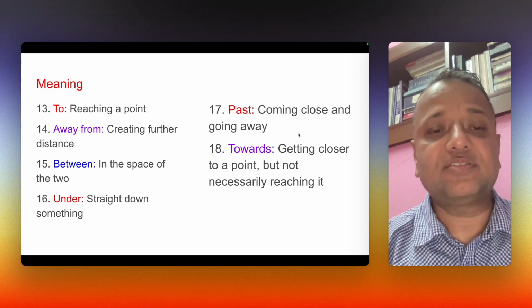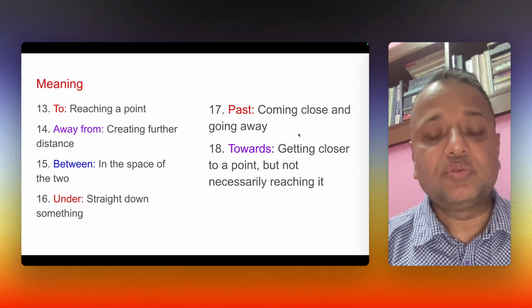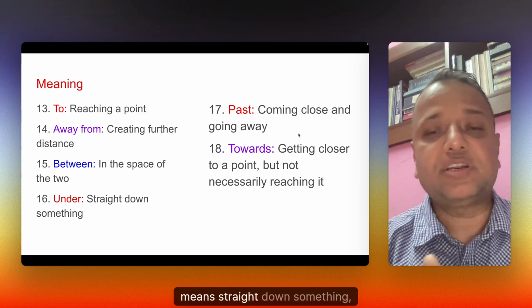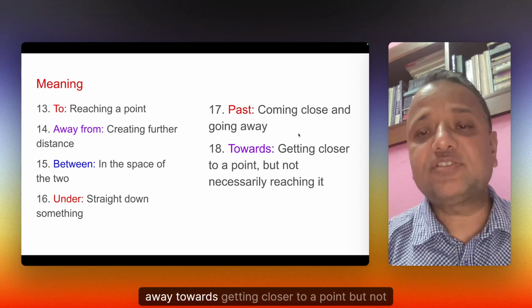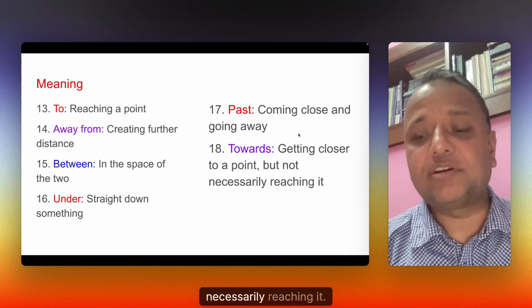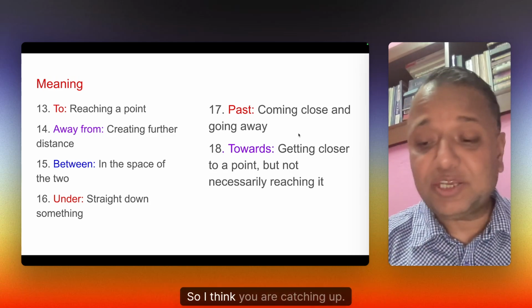Between clarifies the movement in the space of the two, and under means straight down something, whereas past means coming close and going further away. Towards means getting closer to a point but not necessarily reaching it. So I think you are catching up.